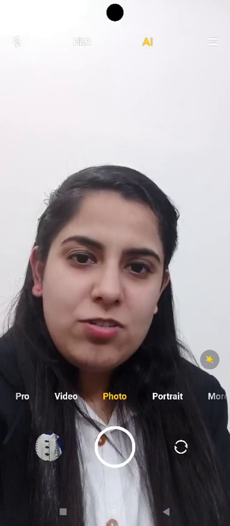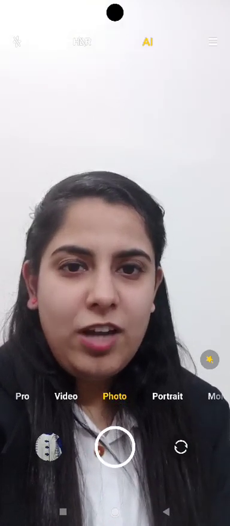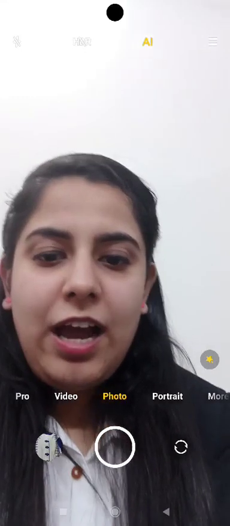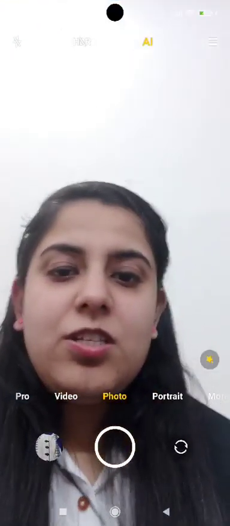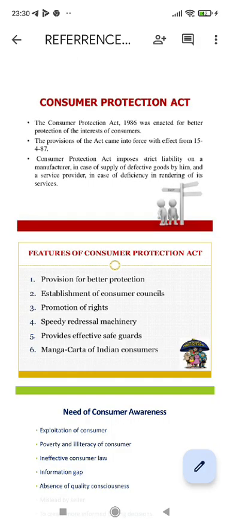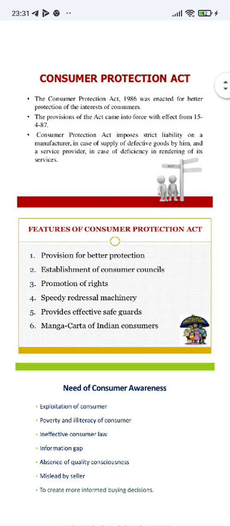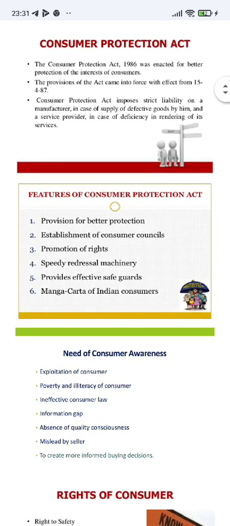So, my topic of discussion today is the Consumer Protection Act. What are its definitions, its features, and the further procedure? The Consumer Protection Act 1986 was enacted for better protection of the interests of consumers. This Act came into force with effect from 15/4/1987. Further, this Act imposes strict liability on the manufacturer in case of supply of defective goods by him, and on a service provider in case of deficiency in rendering its services.